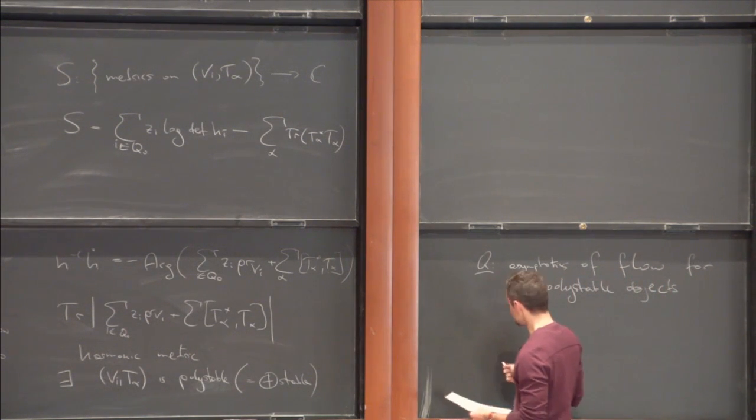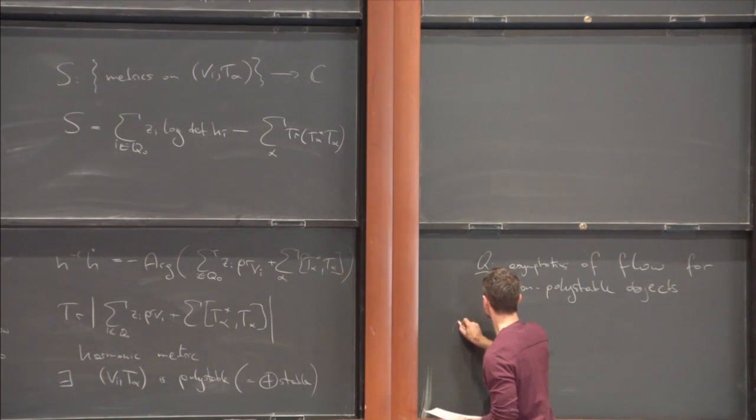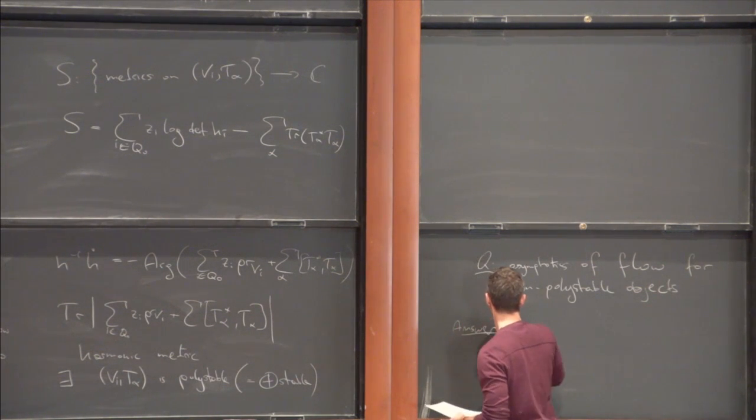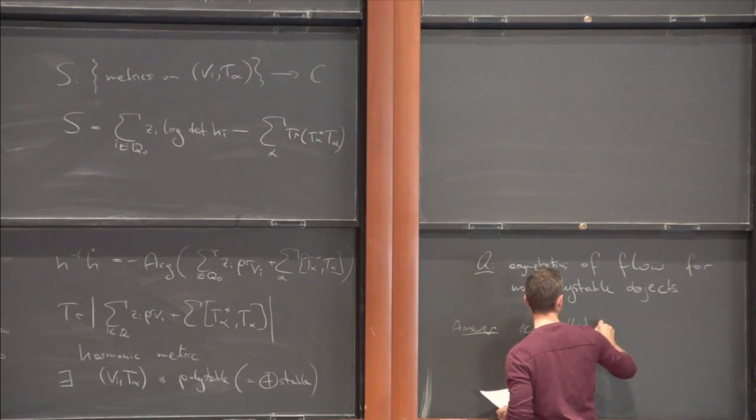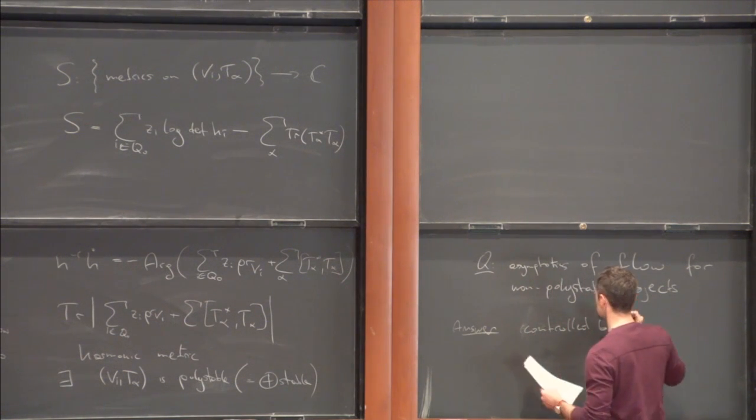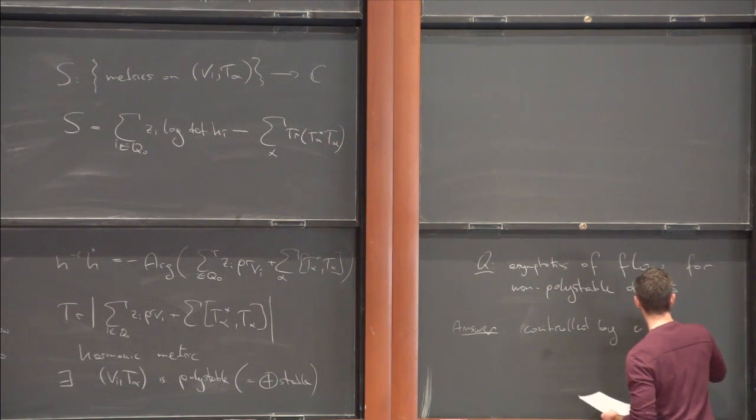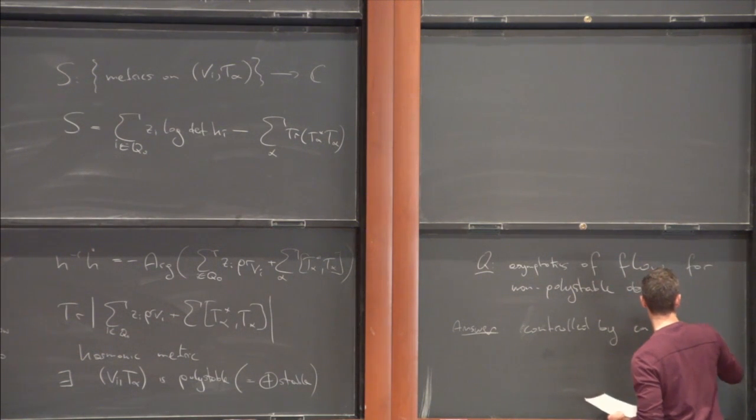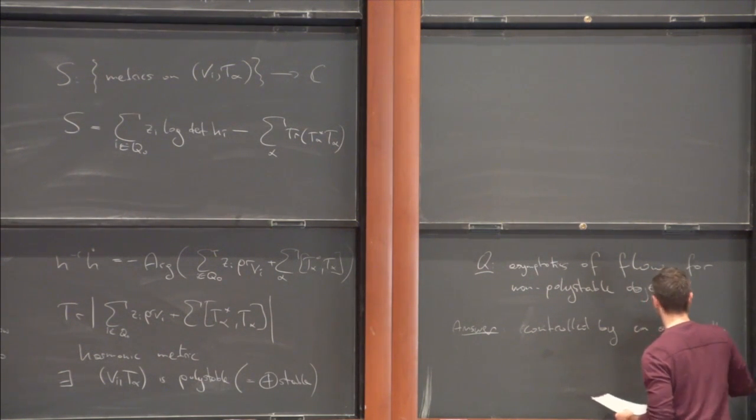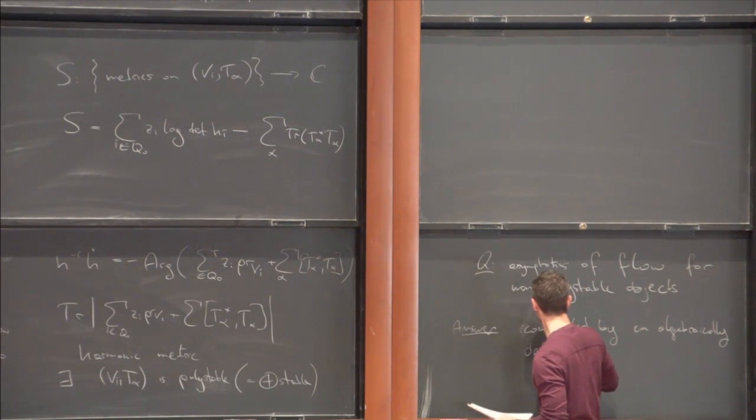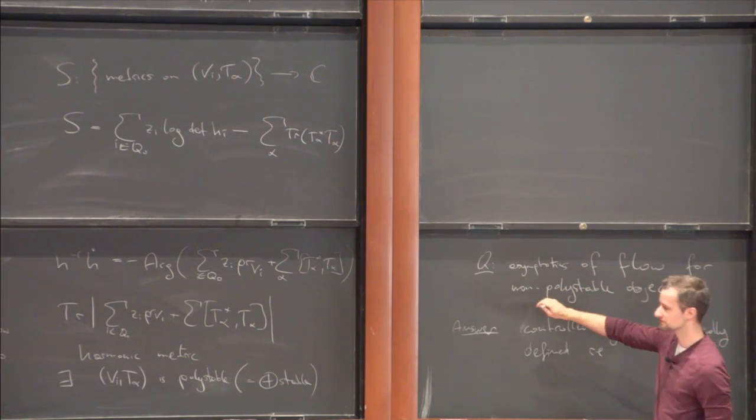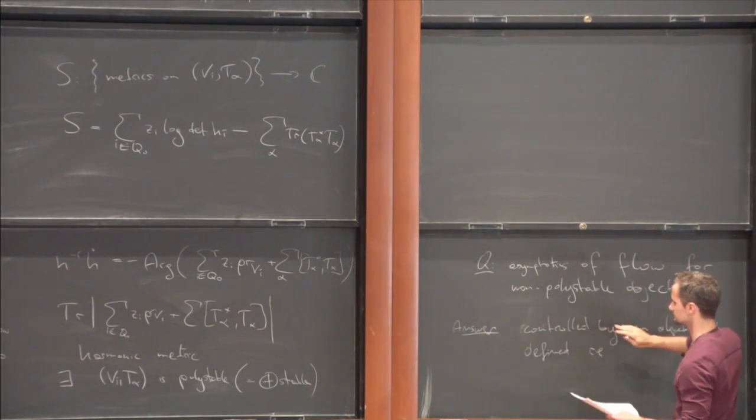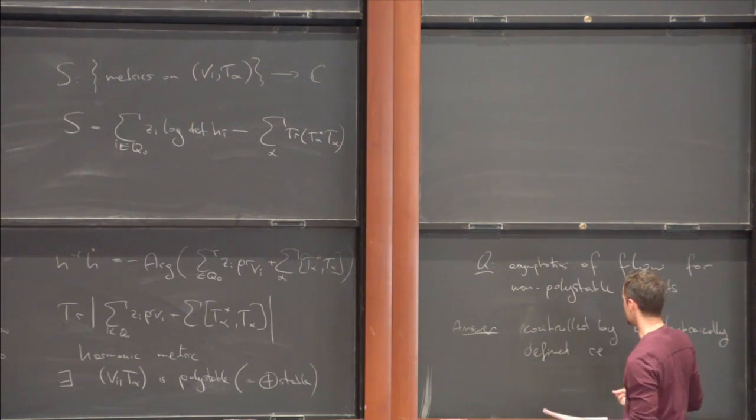So the answer here is roughly that these asymptotics are controlled, and I'm going to make more precise what that means, by an algebraically defined refinement. Your first guess might be that the Haiden filtration should control this, but it's actually a refinement of the Haiden filtration.